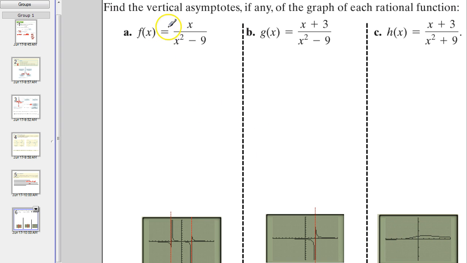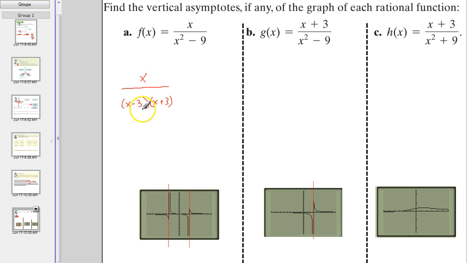But let's look right here. If we factor the bottom and get x minus 3, x plus 3, because that's the difference of squares, nothing cancels. And because nothing cancels, everything that makes the denominator 0 is a vertical asymptote. Alright, so I factored, I tried to cancel, nothing cancels.